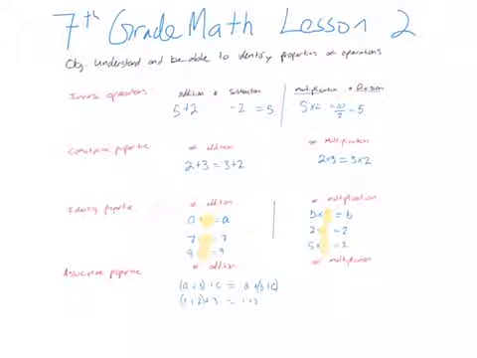1 plus 2 plus 3. Over here, 1 plus 2 is 3, so I end up with 3 plus 3, which would give me 6. On the right-hand side, if I added the 2 and the 3 first, 2 plus 3 is 5. And notice 1 plus 5 is 6. So I get the same thing either way. So that's the associative property.